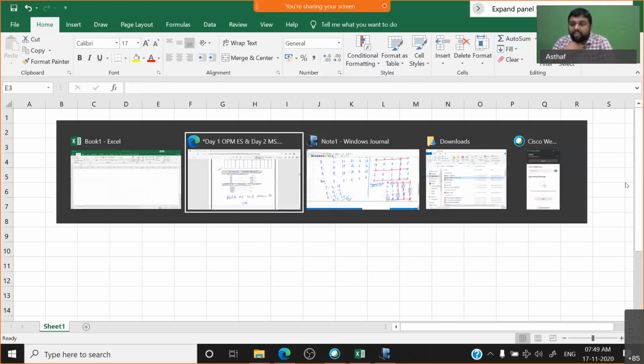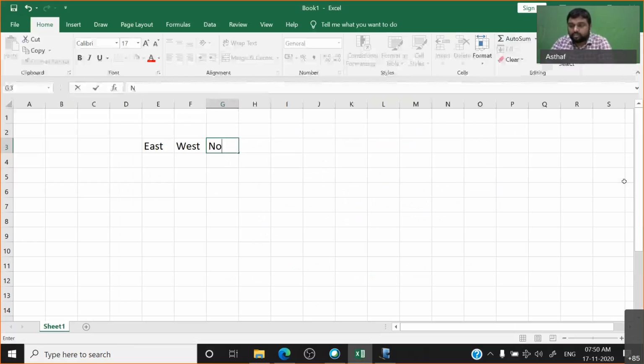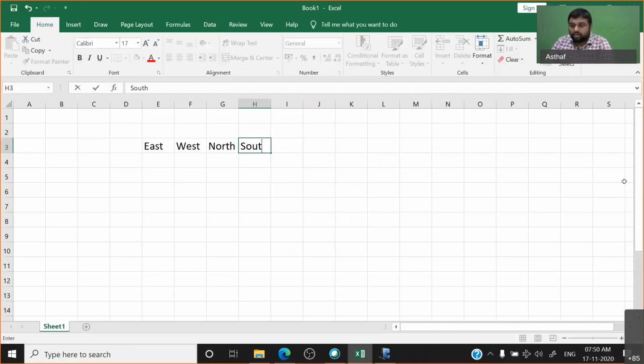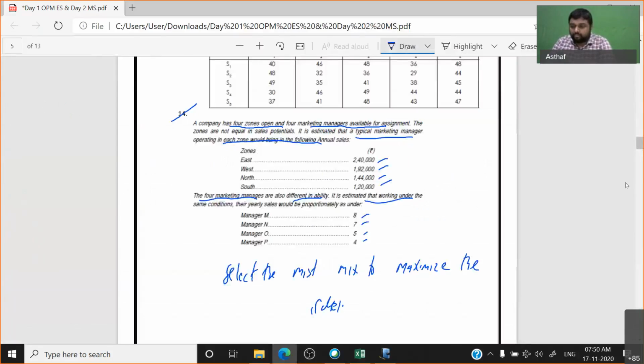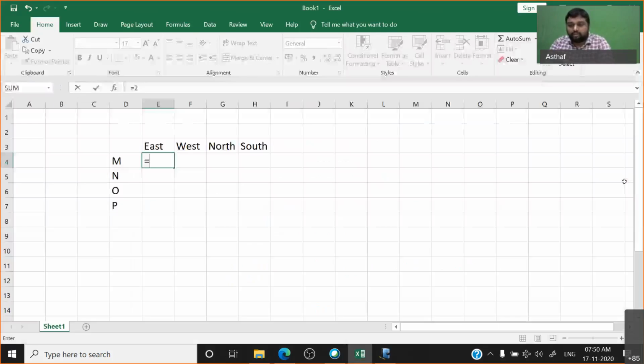So here, what was the case? We have east, we have west, we have north, we have south. Manager M, manager N, manager O, manager P. So we have to allocate. So how will we allocate?